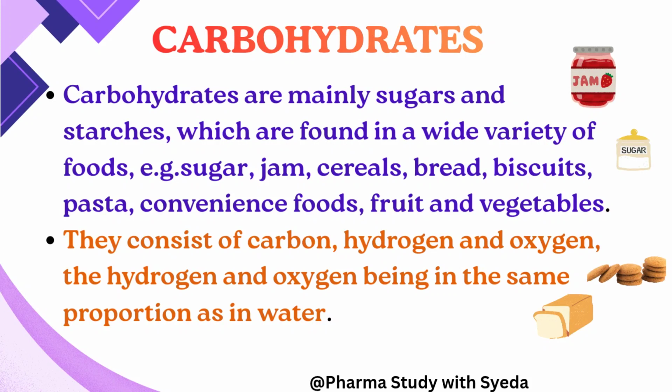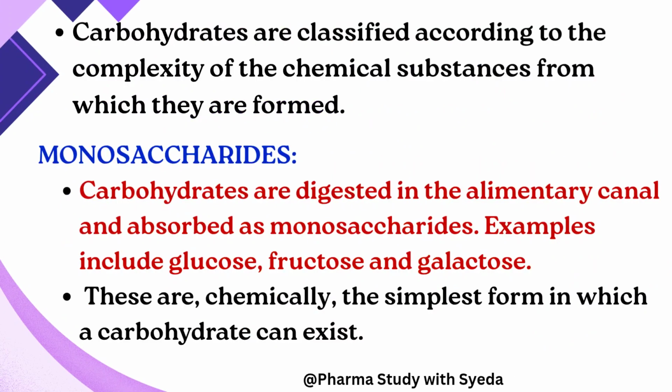They consist of carbon, hydrogen and oxygen, the hydrogen and oxygen being in the same proportion as in water. Carbohydrates are classified according to the complexity of the chemical substances from which they are formed. Monosaccharides. Carbohydrates are digested in the alimentary canal and absorbed as monosaccharides. Examples include glucose, fructose and galactose. These are, chemically, the simplest form in which a carbohydrate can exist.